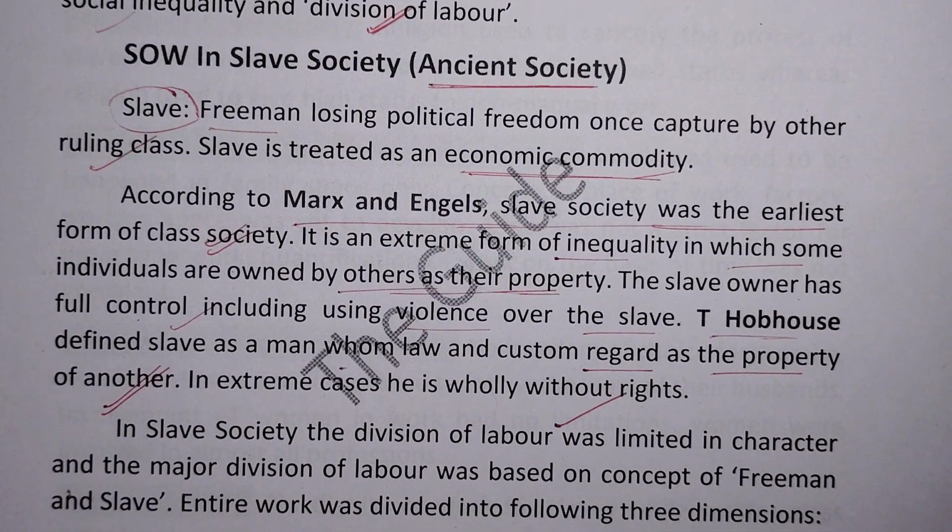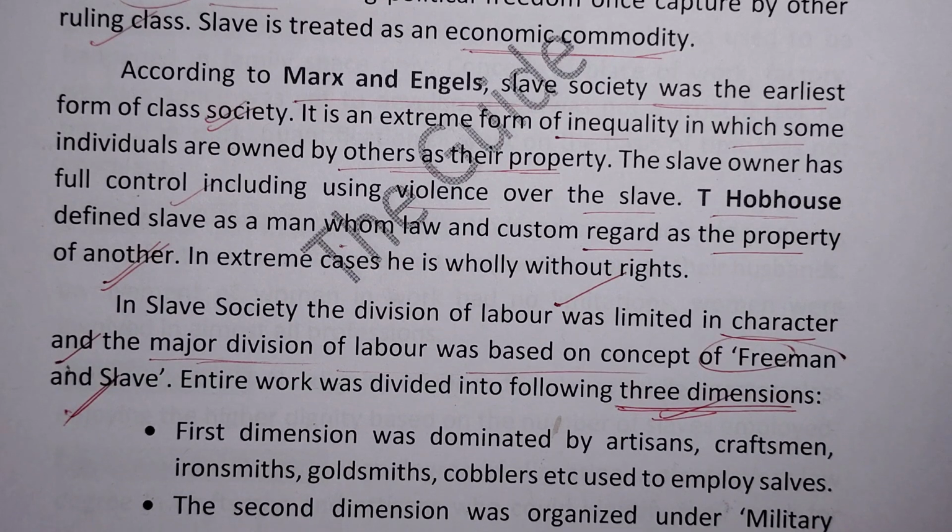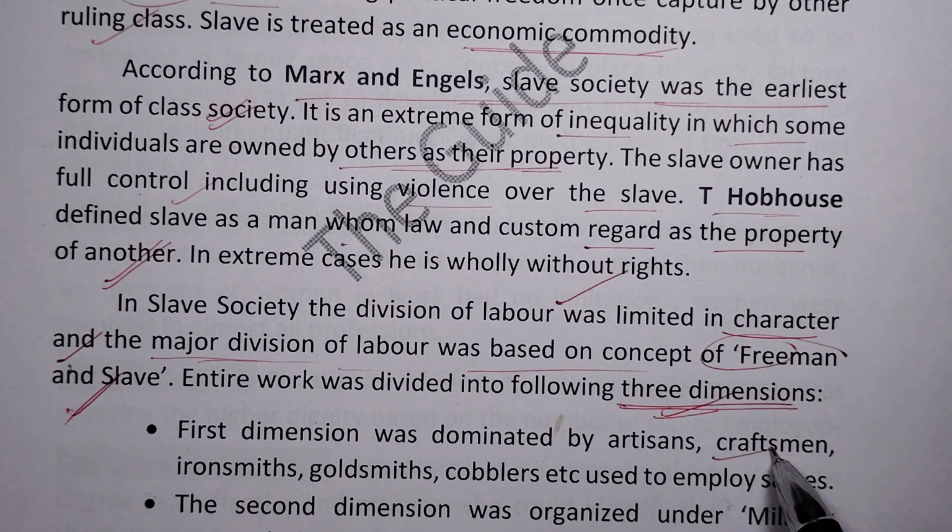In slave society, the division of labor was limited in character, and the major division of labor was based on the concept of free man and slave. The entire work was divided into the following three dimensions. The first dimension was dominated by artisans, craftsmen, ironsmiths, goldsmiths, cobblers, etc.